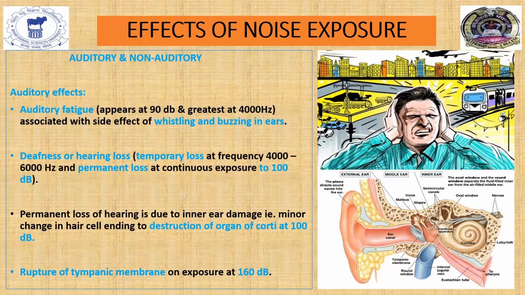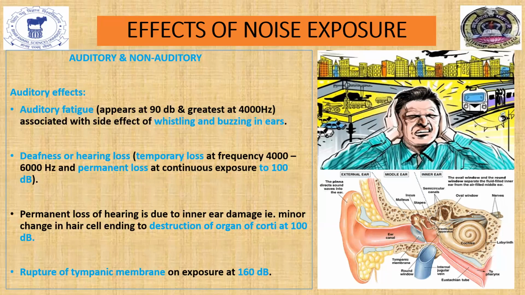When the ear starts ringing, we cannot hear anything, as if there is sound pollution inside the ear. It appears at 90 decibels, and when it becomes very high, it is greatest at 4,000 hertz. Deafness or hearing loss is a temporary loss of hearing capacity again at frequencies of 4,000 to 6,000 hertz, and permanent loss of hearing occurs at continuous exposure to 100 decibels of sound. If our ears are exposed to 100 decibels for a long period, it may lead to permanent loss of our hearing capacity.